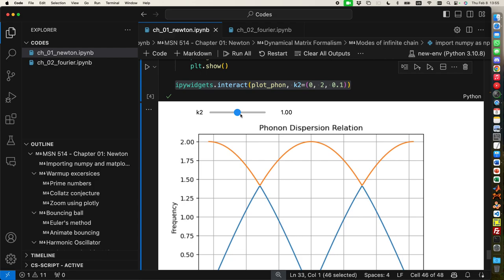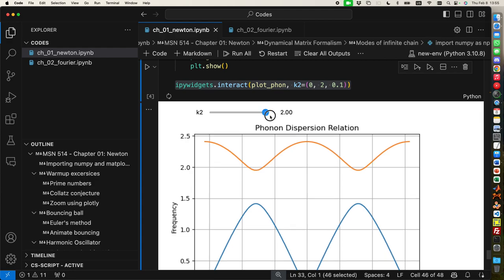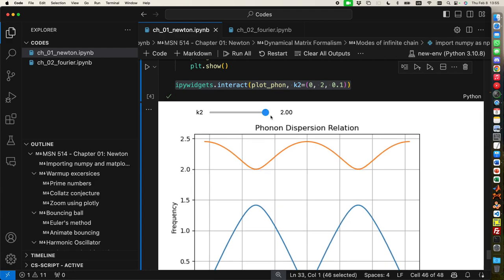But once you start introducing, what should I call this, localized states. And you get them more and more localized as you increase the difference between the K springs. So imagine a very stiff spring and a very soft spring. You get closer and closer to the case where they are just separate springs. Okay?